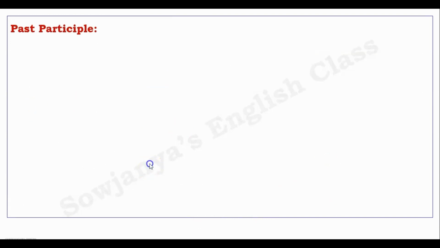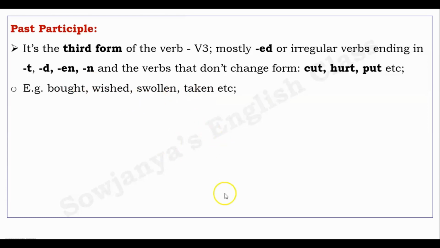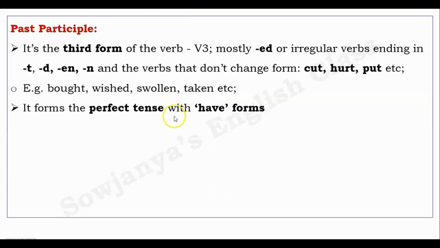And then past participle. It's the third form of the verb, also called V3. Mostly ed forms, but irregular verbs ending in t, d, en, n, and the verbs that don't change form like cut, hurt, put, etc. are also past participles. Example, bought, wished, swollen, taken. It forms a perfect tense with have forms. Perfect tense, in the sense present perfect, past perfect, future perfect. Have plus V3 form. Example, she has bought the flowers. Has plus V3, bought. All V3s are past participles.